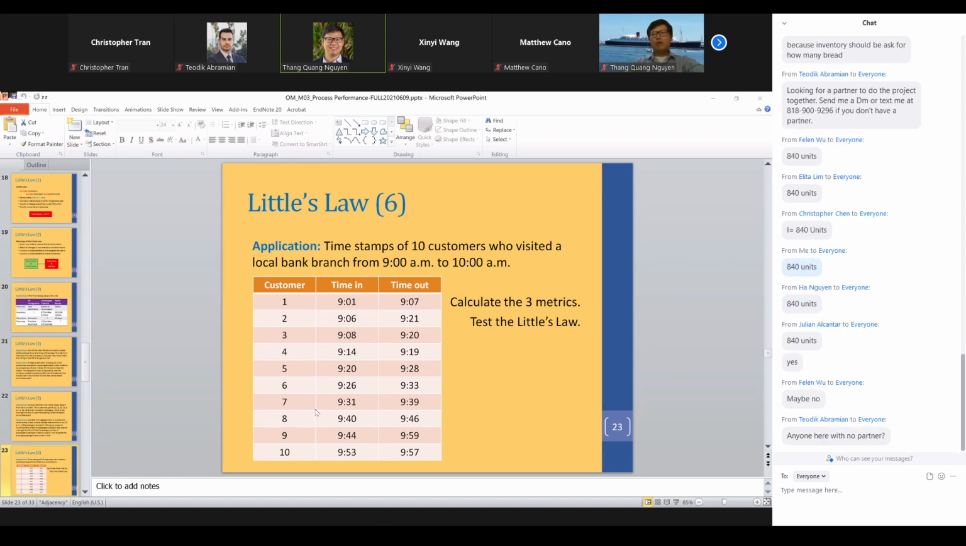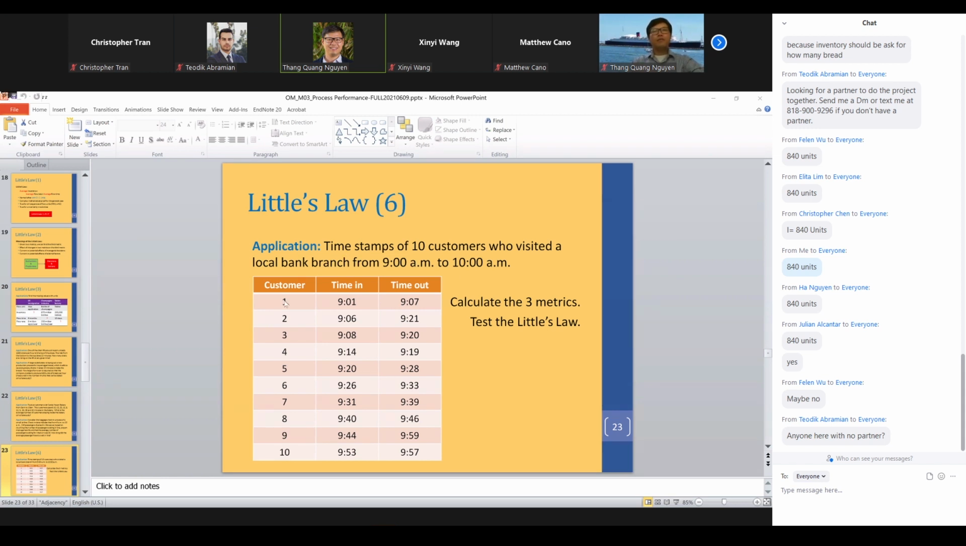All right, so this is the alternate example that I would like to show you. This is a bank visit process. It's like you are looking at the lobby of a bank, and you see the customers coming in and going out. So that's the bank visit process. In this example, we have the timestamps of 10 customers who visited a local bank branch from 9 a.m. to 10 a.m. So during that 1 hour time window, we see 10 customers walking in, and then walking out at the end.